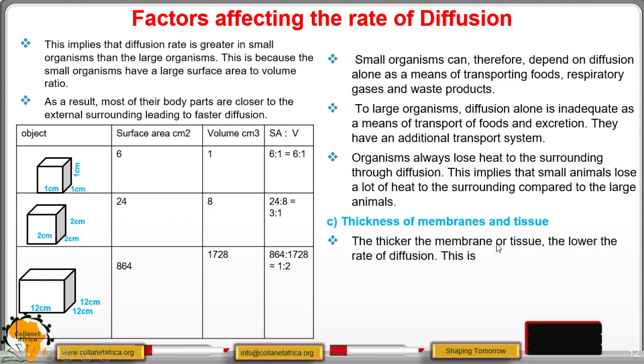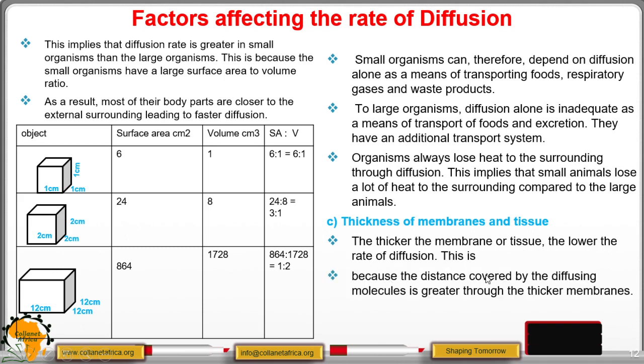The thicker the membrane or tissue, the lower the rate of diffusion, because the distance covered by the diffusing molecules is greater through thicker membranes. The rate of diffusion is higher in thinner membranes. That is why you will find respiratory surfaces covered by thin epithelium so that the gases can diffuse through shorter distances.